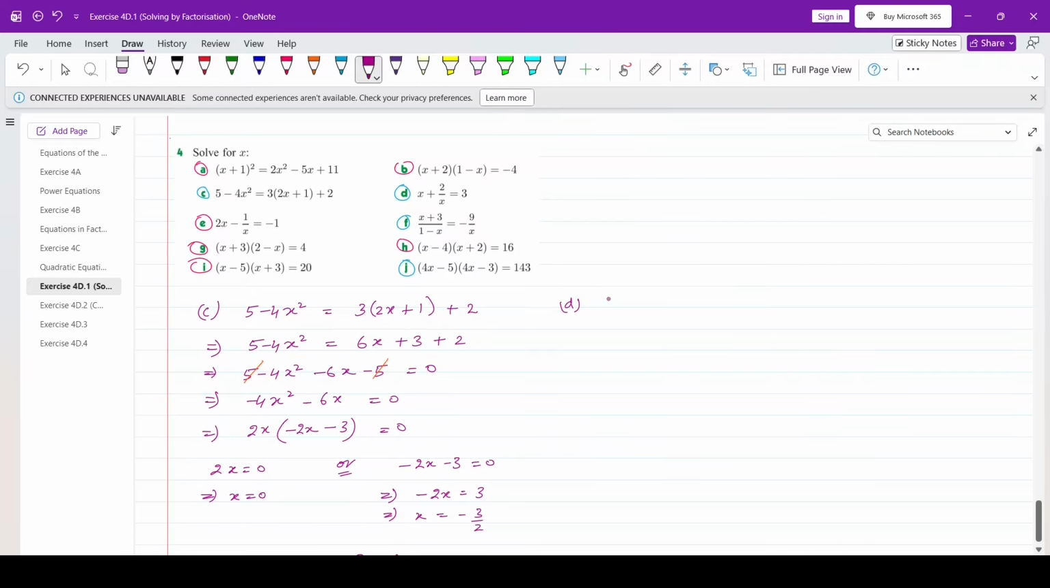D. x plus 2 by x is equal to 3. Multiply both sides by x. So we get x square plus 2 is equal to 3x. Now we can rearrange it. x square minus 3x plus 2 is equal to 0.